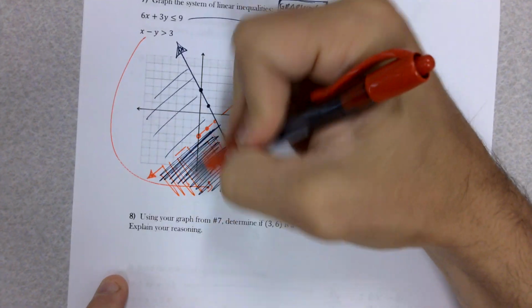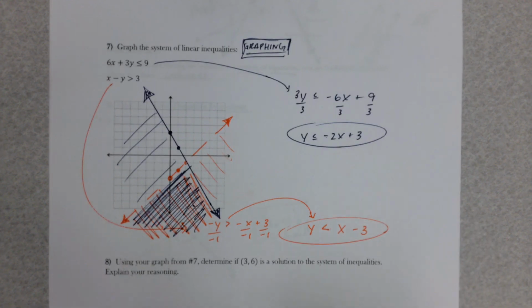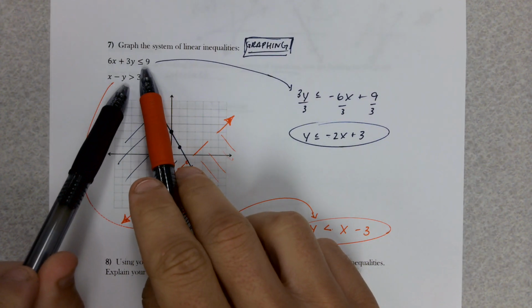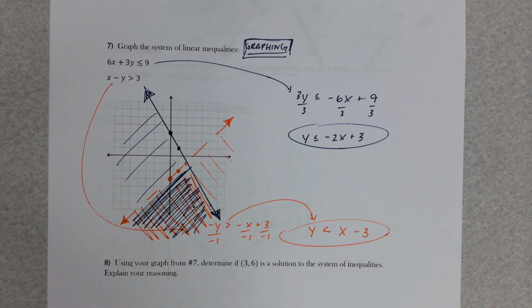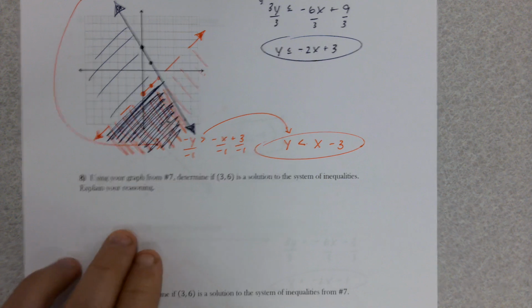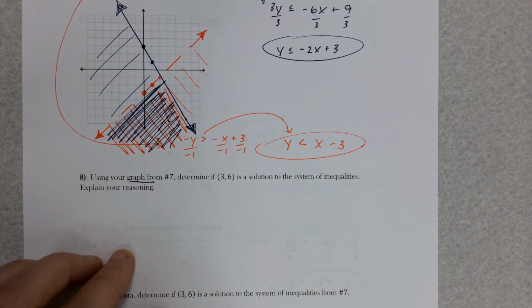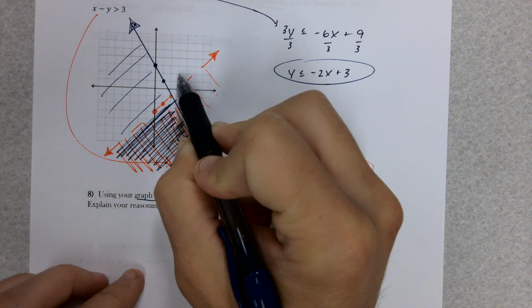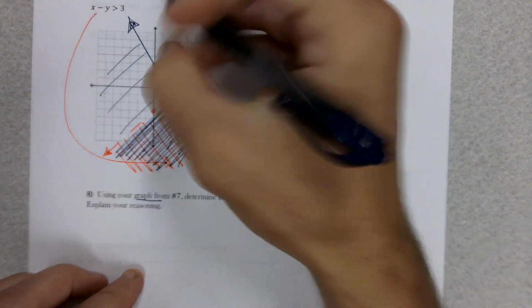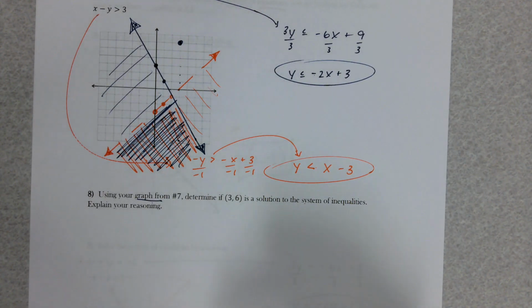Okay, so down here. That means the possible solutions to this system are in this region. That's going to help us answer 8 and 9. Using your graph from 7, and only your graph, not algebra, no work here. Determine if (3, 6) is a solution. Well, (3, 6) would be 1, 2, 3, 1, 2, 3, 4, 5, 6. So unfortunately, (3, 6) would not be a solution.